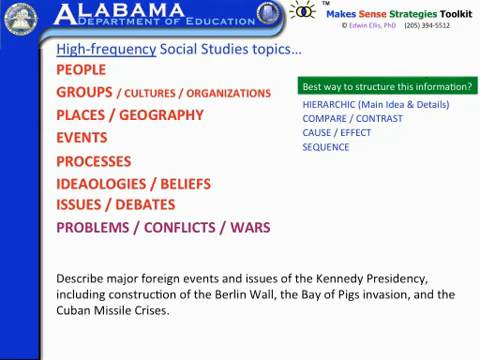Problems, conflicts, and wars, okay? Describe major events and issues in the Kennedy presidency, including construction of the Berlin Wall, Bay of Pigs, and the Cuban Missile Crisis. And so this is all about understanding what were the different problems that Kennedy faced, or conflicts or wars and so forth, and understanding each of those. So since it's mostly about what happened, this could be hierarchical information, but it could also be cause and effect. Could be sequence in terms of a timeline.